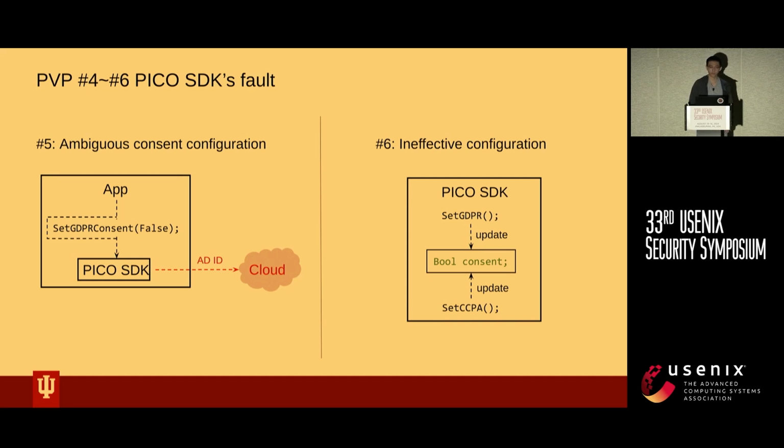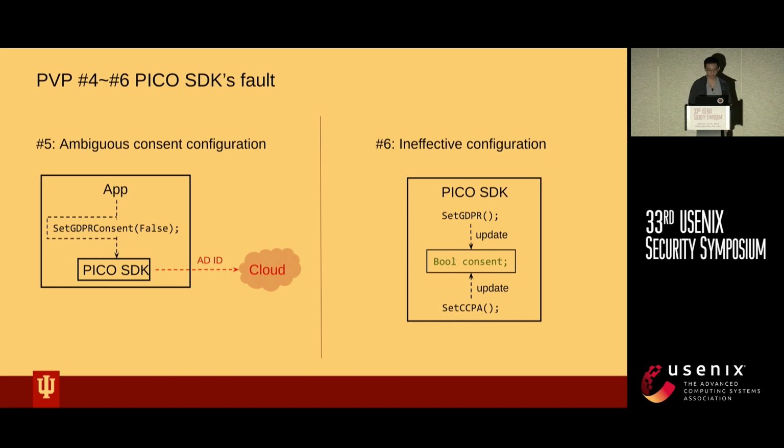That is, we notice that some of the PICO SDKs choose to store the end user's GDPR consent in their cloud. The user's GDPR consent is a Boolean value, true or false. In order to store the user's consent in their cloud, they have to create an index for each user. However, that index can be used to track the end user, and in that way, storing the end user's GDPR consent in the cloud will very likely cause a violation of GDPR.